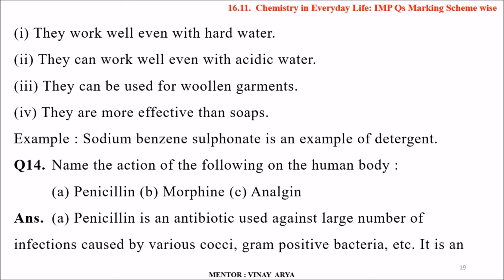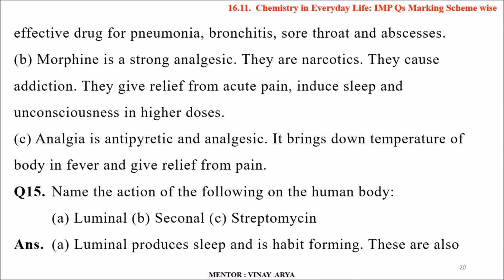Penicillin is an antibiotic used against a large number of infections caused by various cocci and gram-positive bacteria. It is an effective drug for pneumonia, bronchitis, sore throat and abscesses. B. Morphine is a strong analgesic. They are narcotics. They cause addiction. They give relief from acute pain, and induce sleep and unconsciousness in high doses. C. Analgesic is antipyretic and analgesic. It brings down the temperature of the body in fever and gives relief from pain.